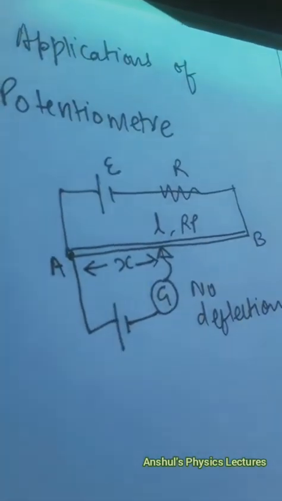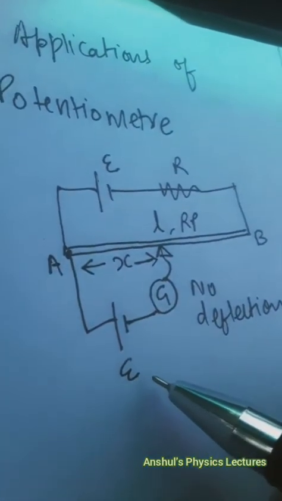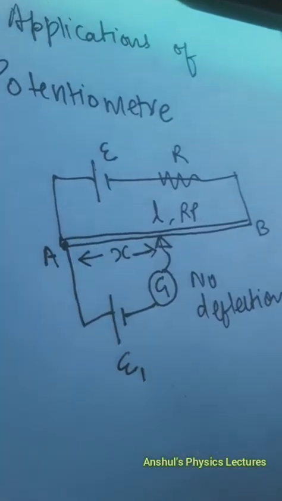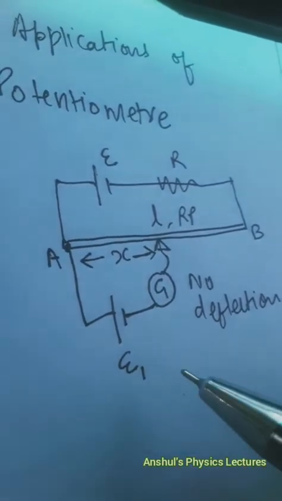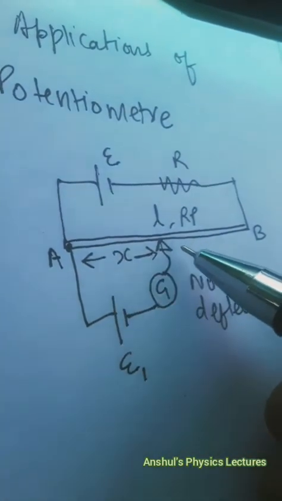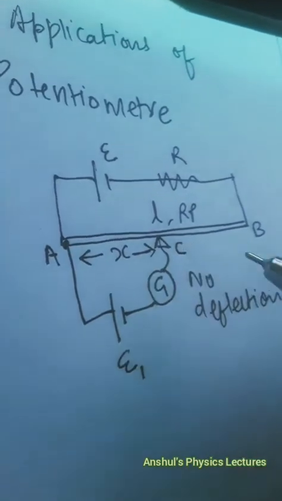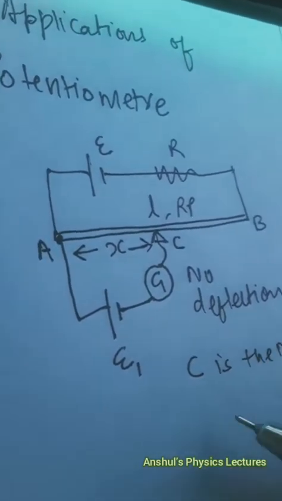And how to find this balancing length? Suppose the EMF of this cell is E1, which is unknown to us, and we are going to determine it. There is no current through this cell. So suppose this point is C. This is also known as the null point. C is the null point.